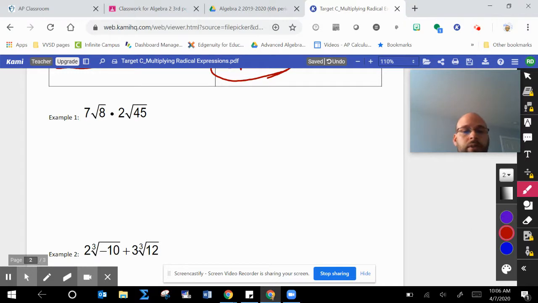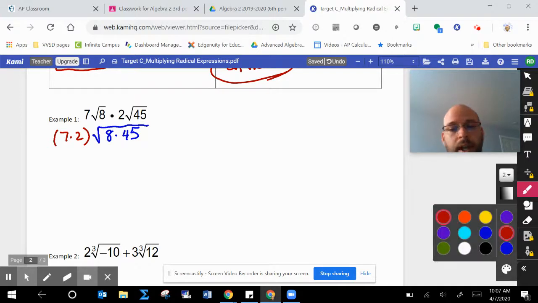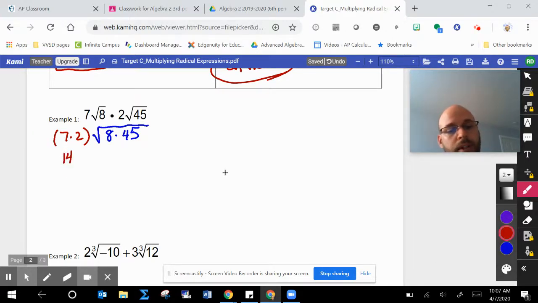So example 1 is very similar to the one I did at the top of the page. I'm going to multiply the 7 and the 2 together on the outside. Okay, I'm going to change colors so we can follow here. And then inside my radical, I'm going to have an 8 times 45. Which means on the outside, I have a 14. And then on the inside, I have the square root.